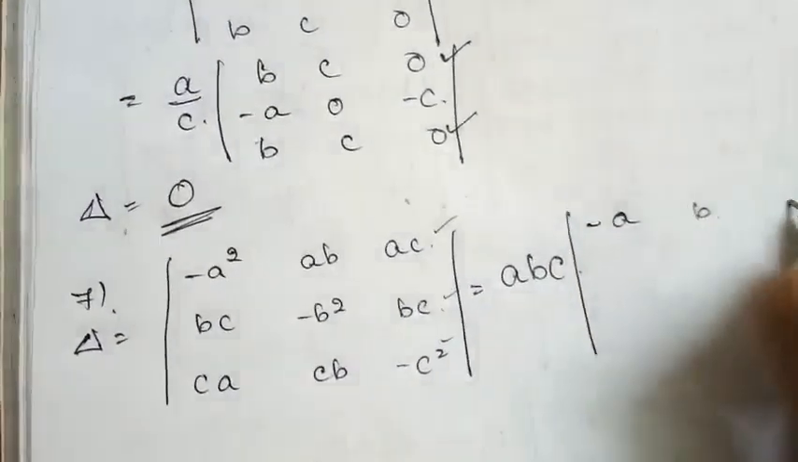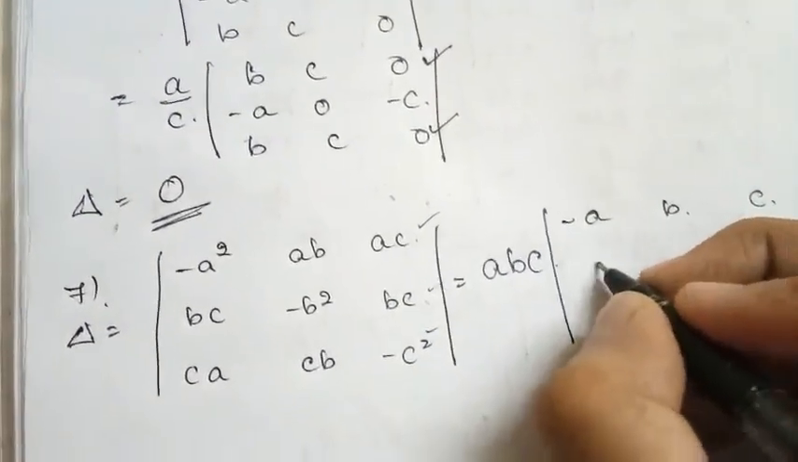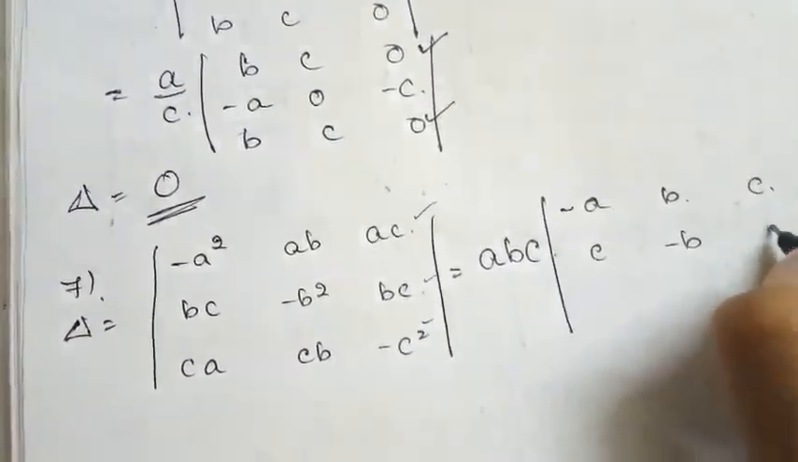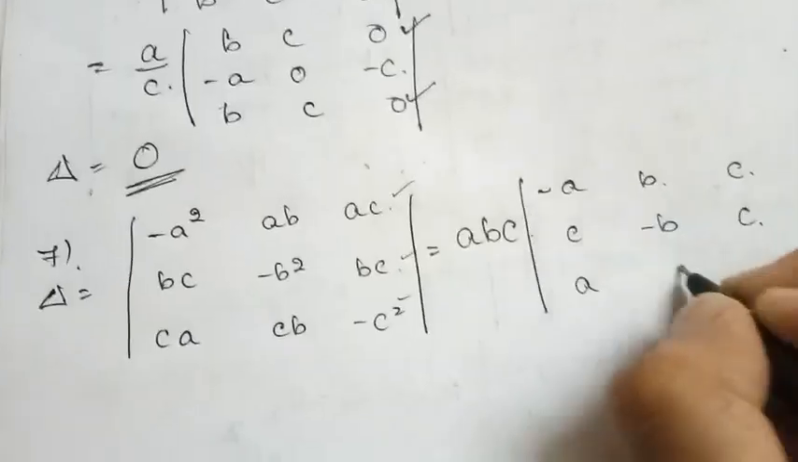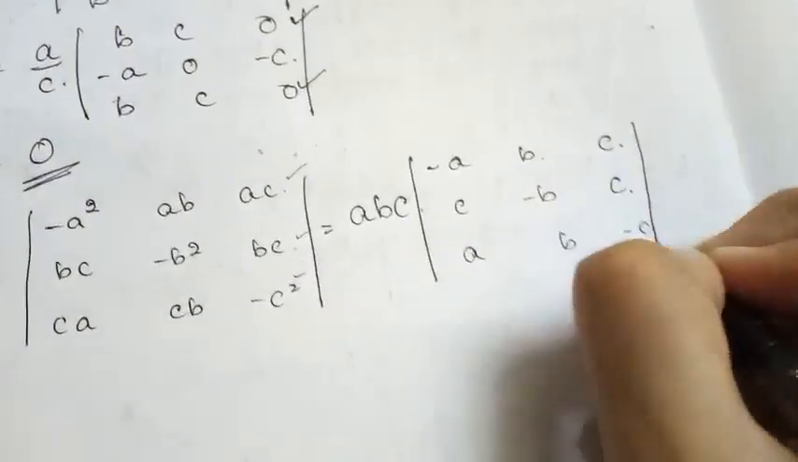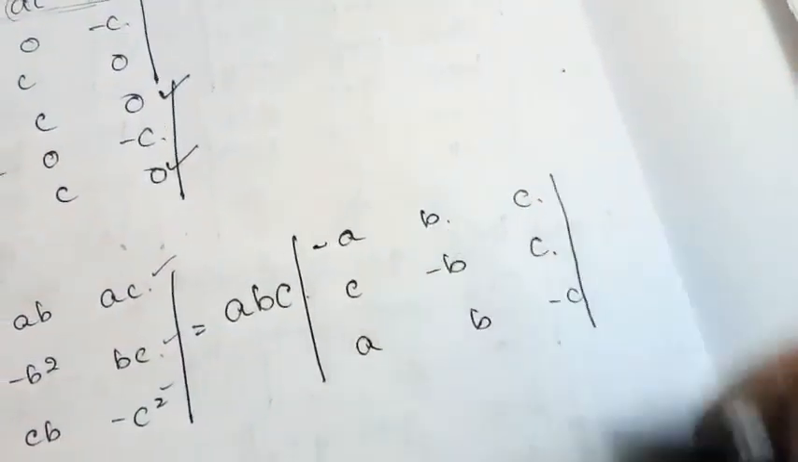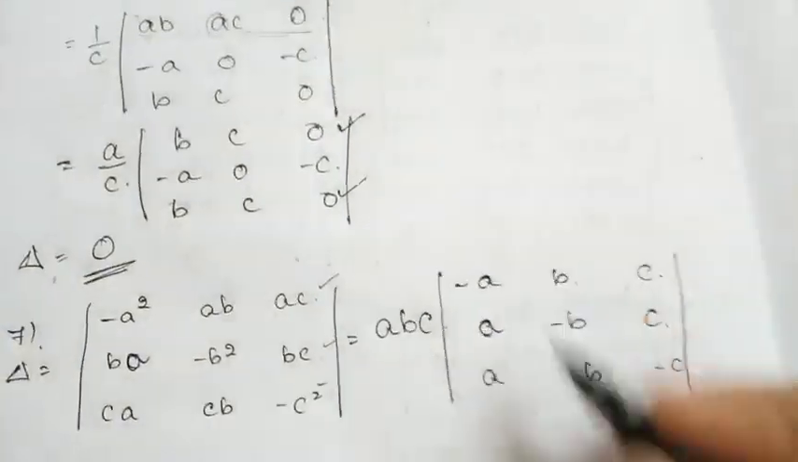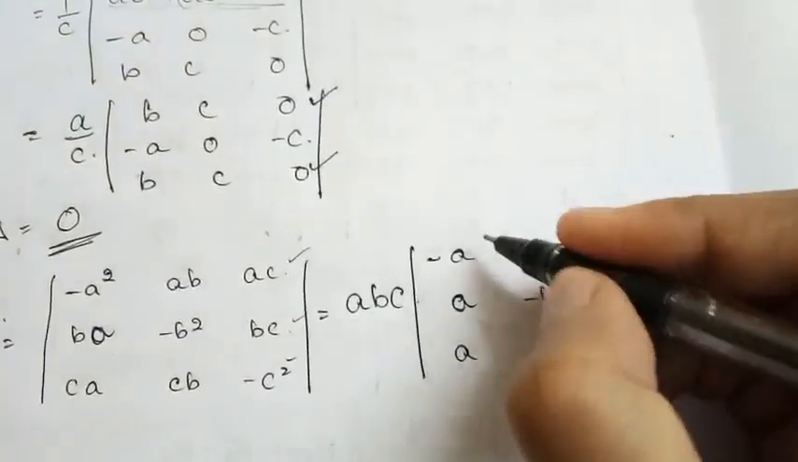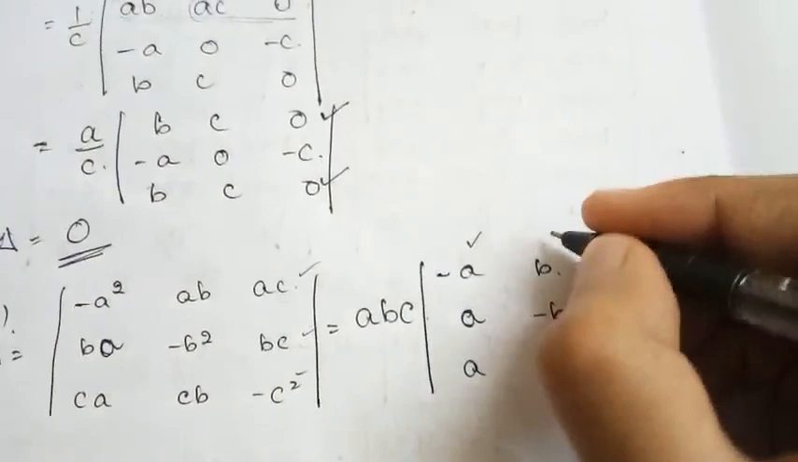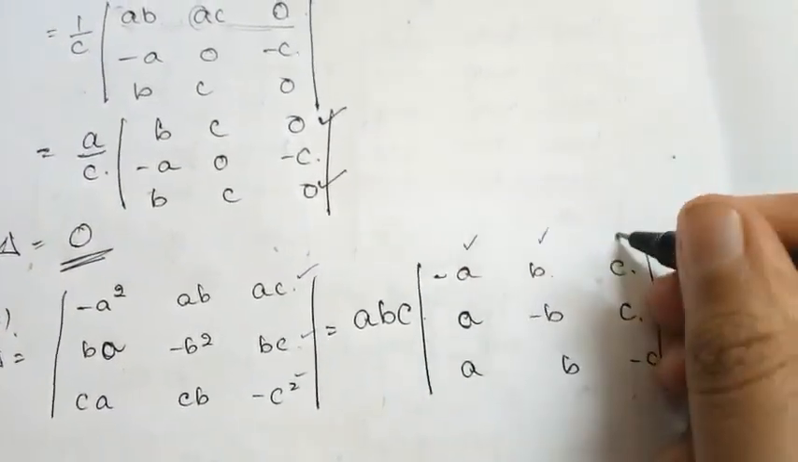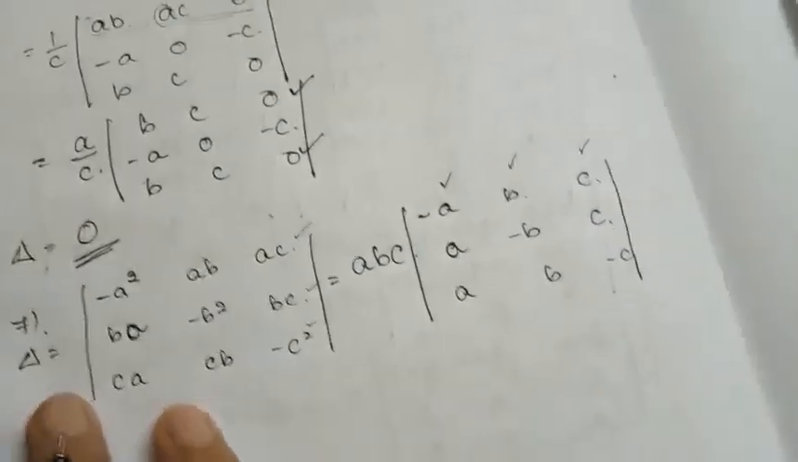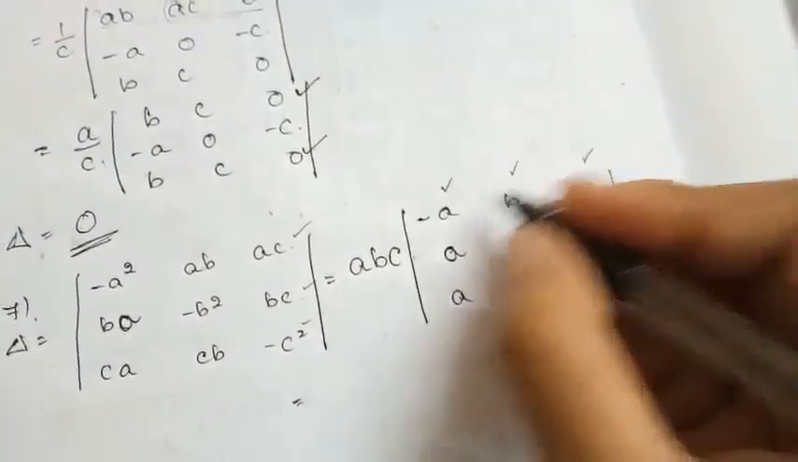A, B, C, minus A, B, C, minus B, C, and here it is A, B, minus C. Again you can see, sorry, I made a mistake, it was BA here. So now again you can see here A is common from the first column, B is common from the second column, C is common from the third column. So I again remove those things.